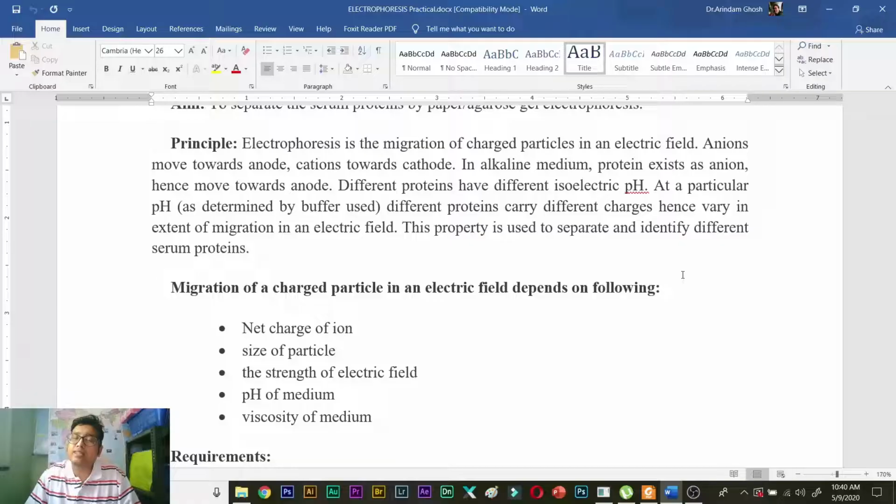So, these are the few factors that vary. However, in our experimental settings, the pH, the viscosity and the strength of electric field will be fixed. So, the migration will depend on the charge and the size. So, what are the requirements for the experiment?